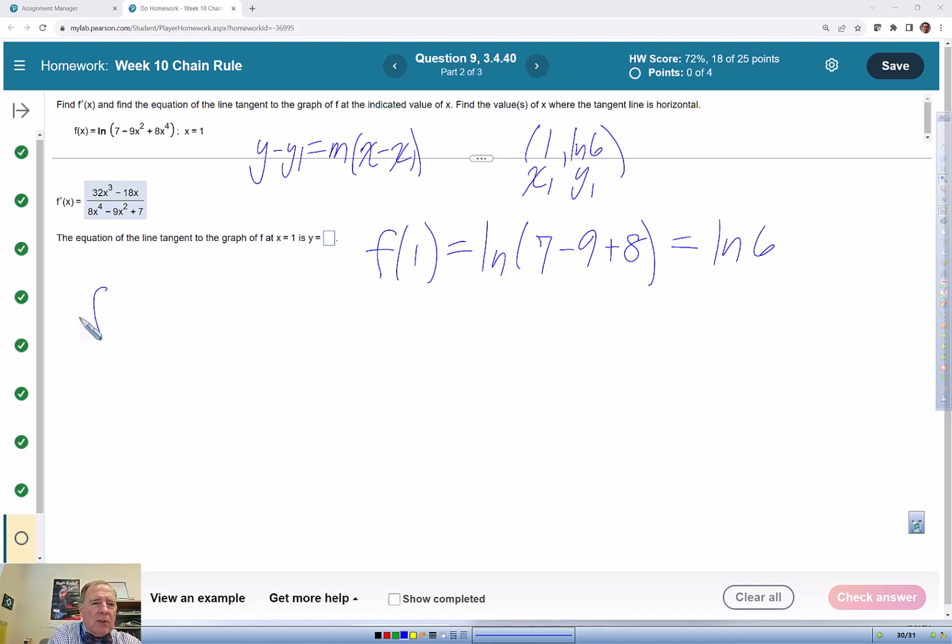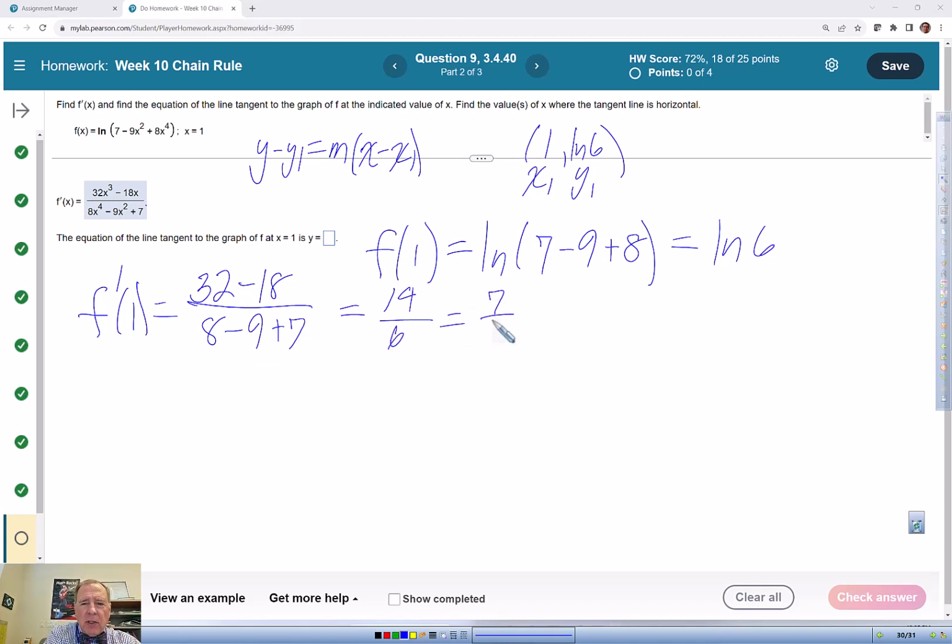Then we need the slope. So f prime at 1 is going to be 32, because 1 cubed is 1, minus 18 times 1, and then 8 minus 9 plus 7. So this is going to be 14 divided by 6, or 7/3 is my slope.